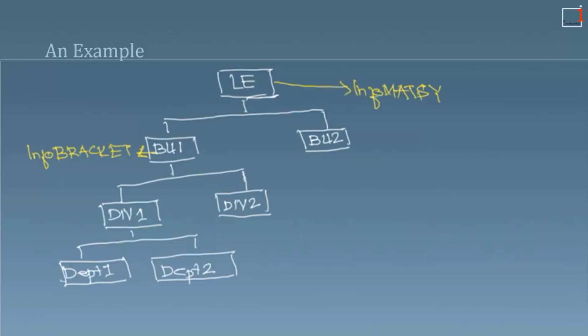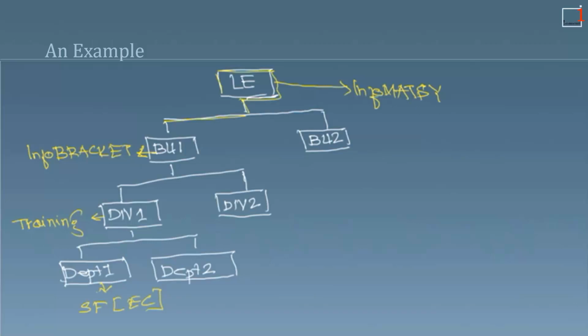Now inside this info bracket we have a division which is called training, right? And inside this training we have a department, and that department is the training for SuccessFactors Employee Central, right? So this is how our org structure stands as of now.